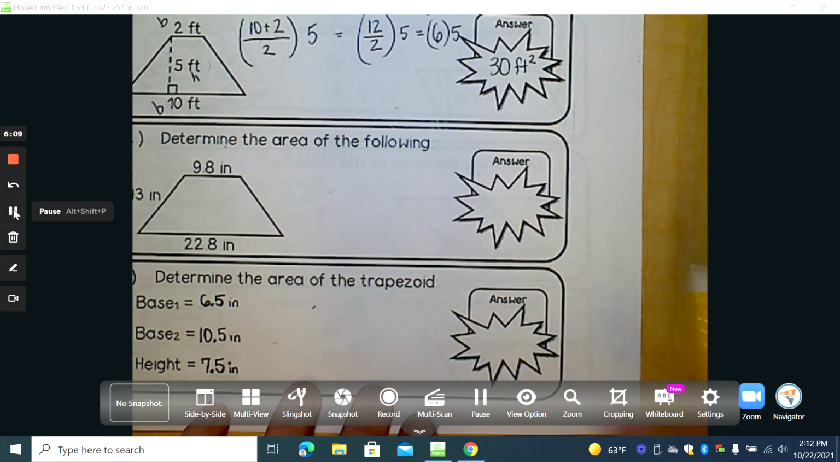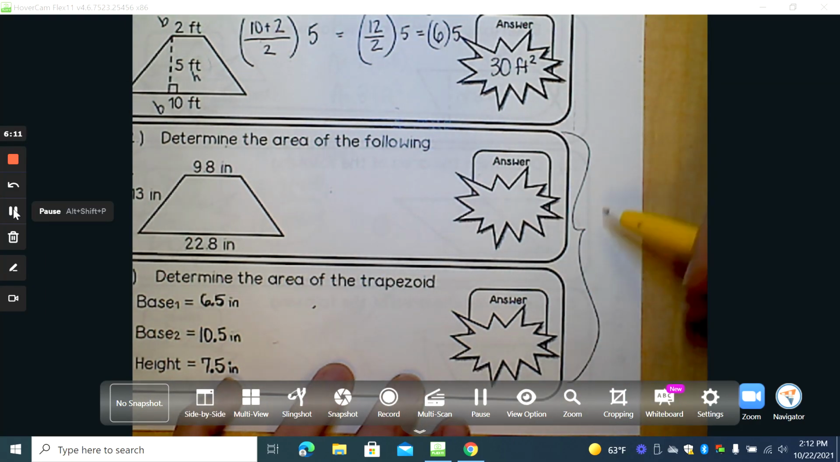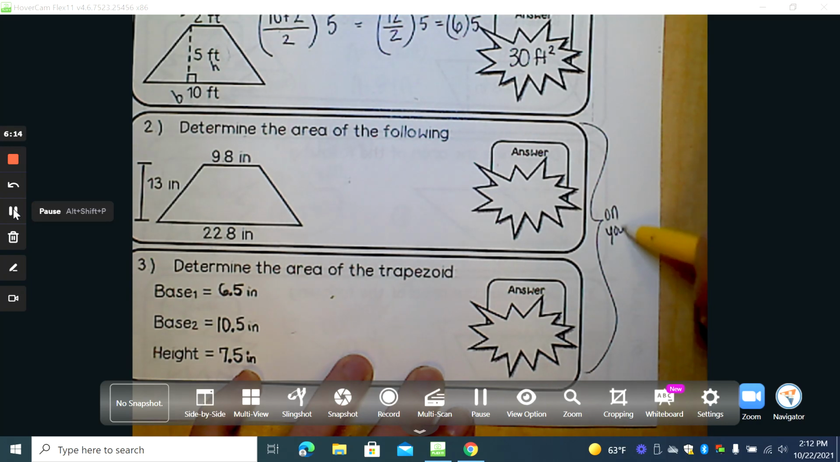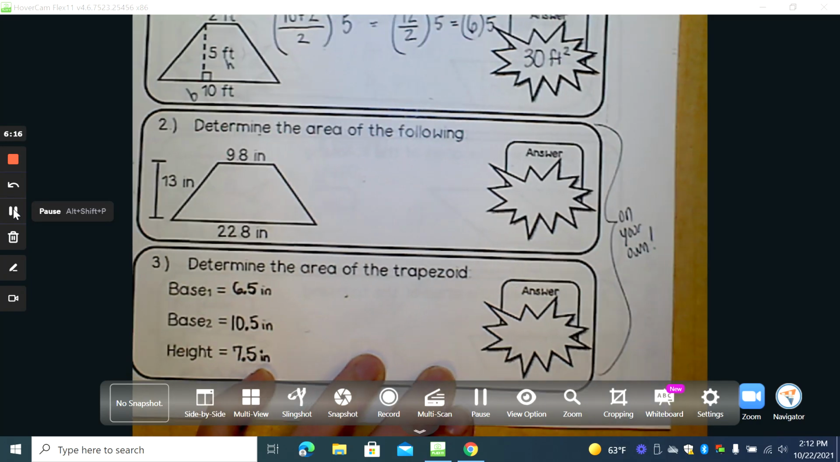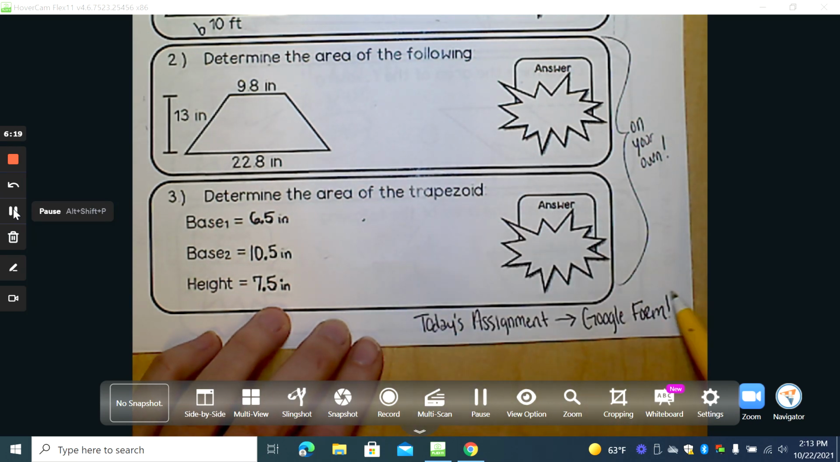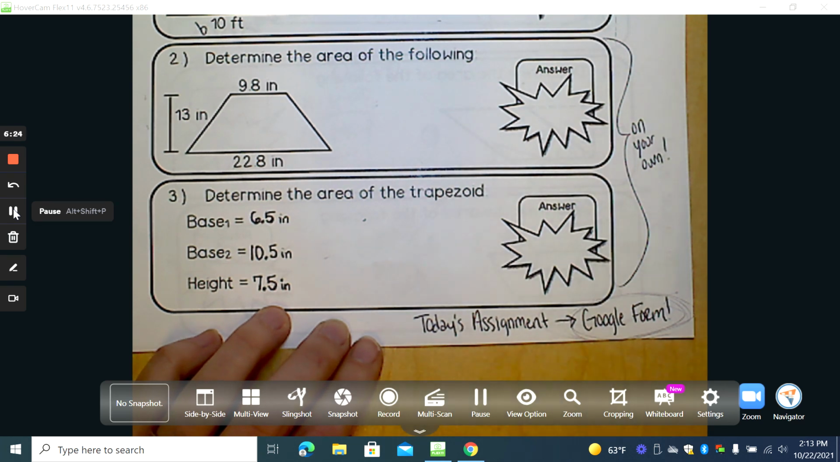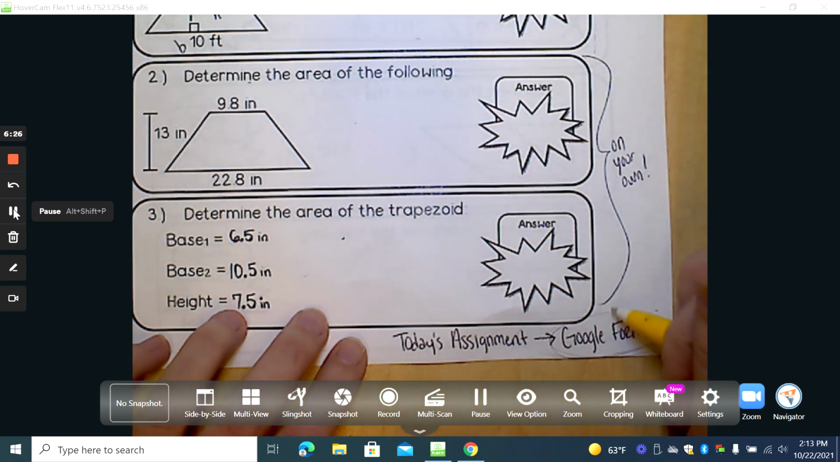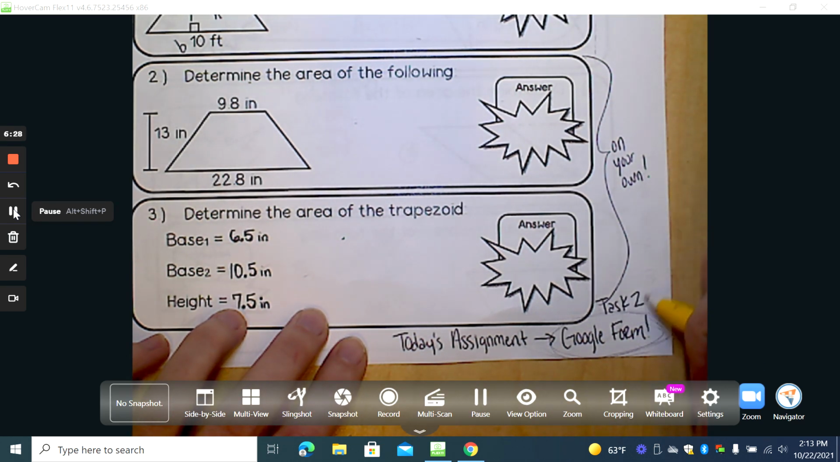You need to try and do my next two on your own. Then you can check your answers with me and go do the Google form in task 2. Task 2, Google form.